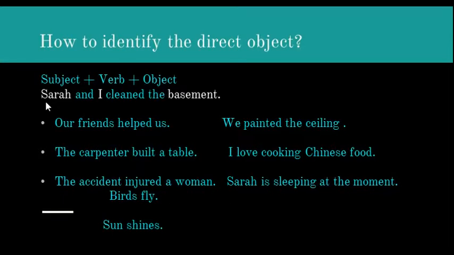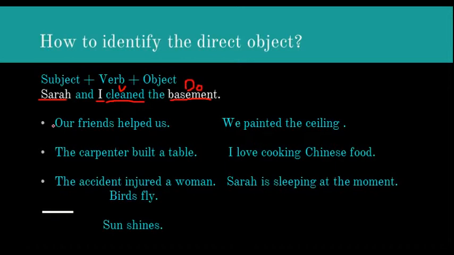In this sentence, Sarah and I cleaned the basement. So let's circle the action verb. In this sentence, cleaned is the action verb. Sarah and I is the subject. So our question will be cleaned what? And our answer will be basement. Therefore, basement receives the action of the subject. So, basement is the direct object.